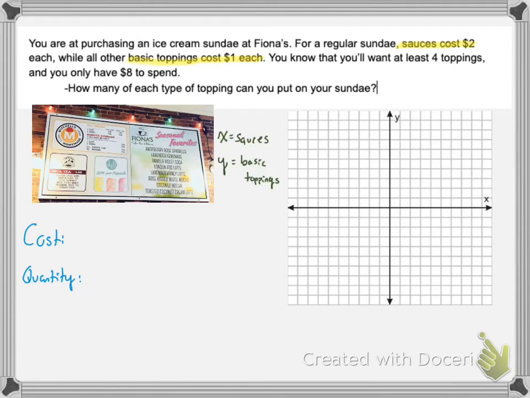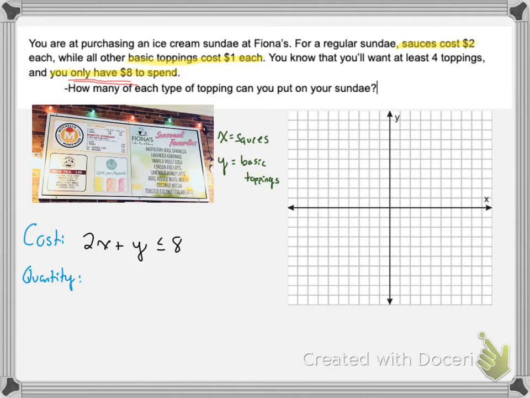I'm going to say that sauces, I'm going to call x, basic toppings, I'm going to call y. 2 times however many sauces plus 1 times however many toppings. I need to figure out my budget. I only have $8 to spend, so focusing on the language, I can spend up to or including $8. So I'm going to do less than or equal to 8. So my cost equation states 2x plus y is less than or equal to 8.